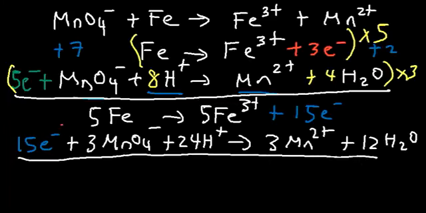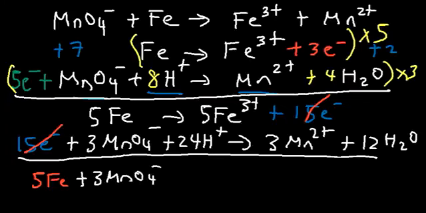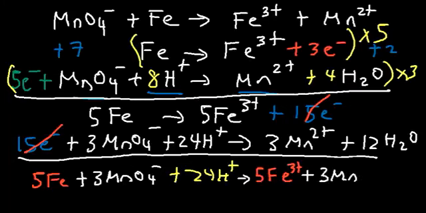So now we can add those values. So we have 5Fe plus 3 permanganate ions, 24 H plus ions, yielding 5 Fe3+, 3 Mn2+ ions, and 12 H2O molecules.